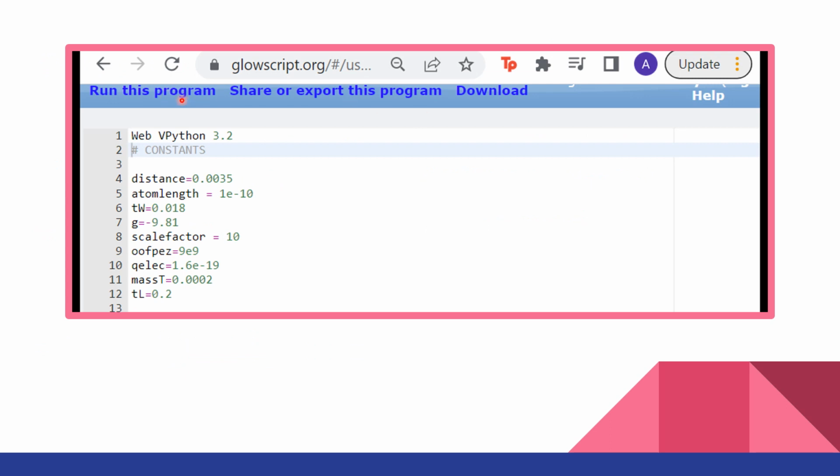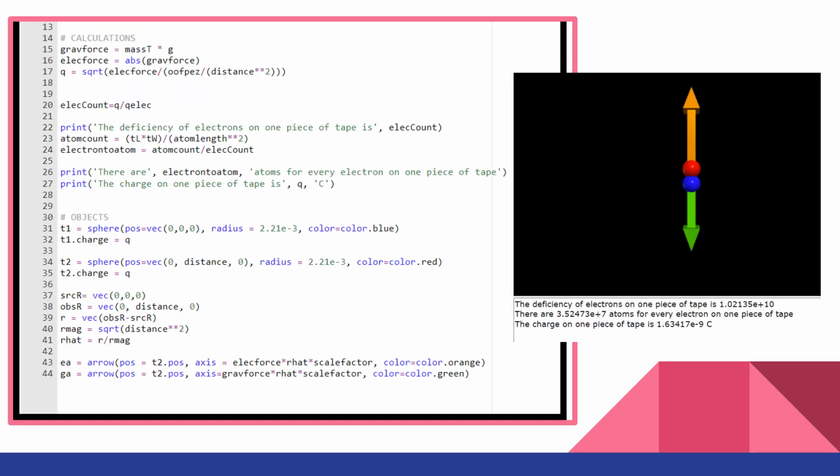So in order to set up the computational experiment, we're going to have to declare a few variables. As you see, we have distance, the length of the tape, and others, as we already mentioned. First, we're going to calculate the gravitational force, and then with this result, we're going to calculate the electric force, as we discussed before. Then we're going to calculate the charge, and then the electron count. These are the same formulas that we already talked about, just in code.